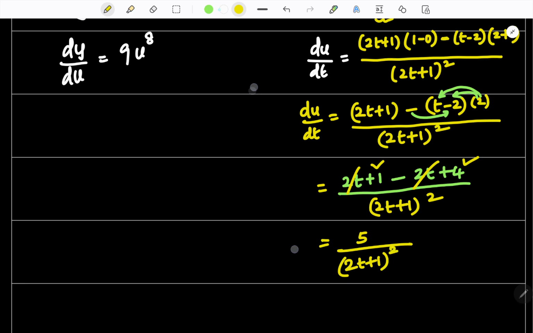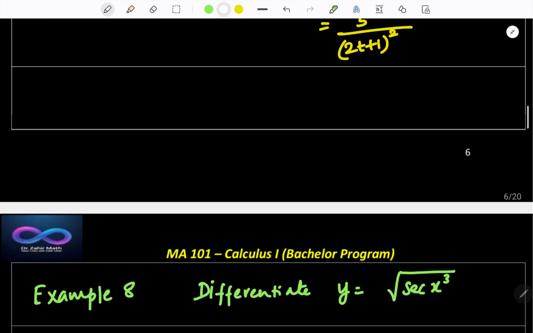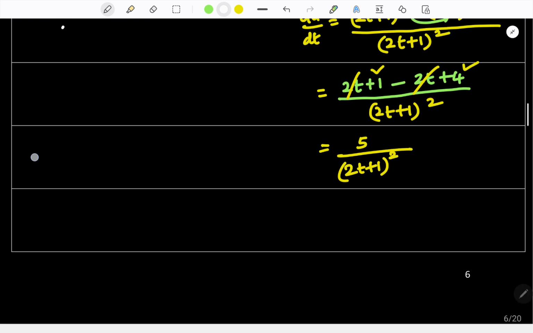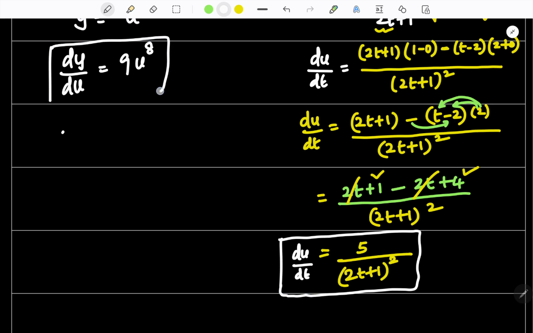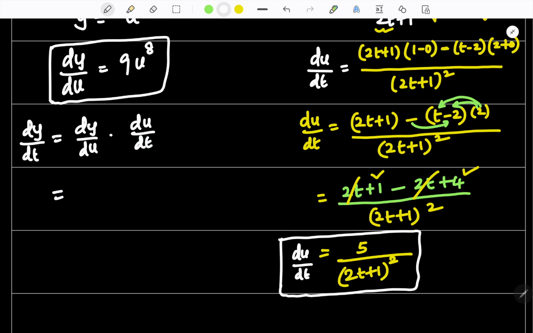So now here we are going to do what? dy/du, yes, already done here. Now let's go to the rule. The rule is dy/dt. So this is du/dt. I just gave only one page for this question, so I'll try to finish it here itself. What is your rule? dy/dt is equal to dy/du times du/dt, which is equal to 9u^8 times du/dt, which is 5 divided by (2t + 1) squared.